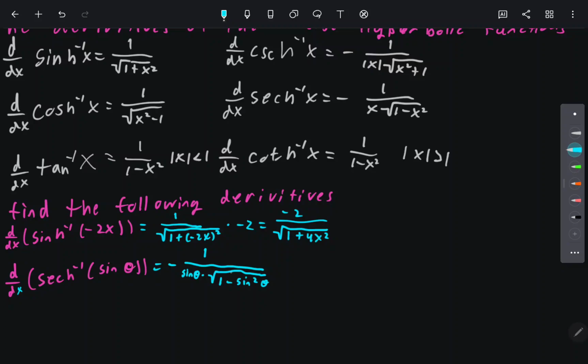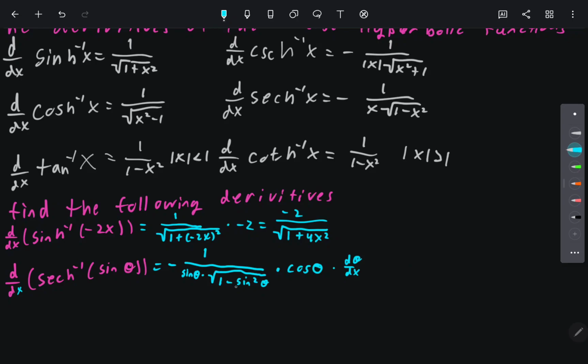So now we're going to take the derivative of sine here. The derivative of sine, as we know, is cosine of theta. And we now also have to take the derivative of theta with respect to x. Kind of cursed, because normally it's like dx with respect to theta, but I digress.